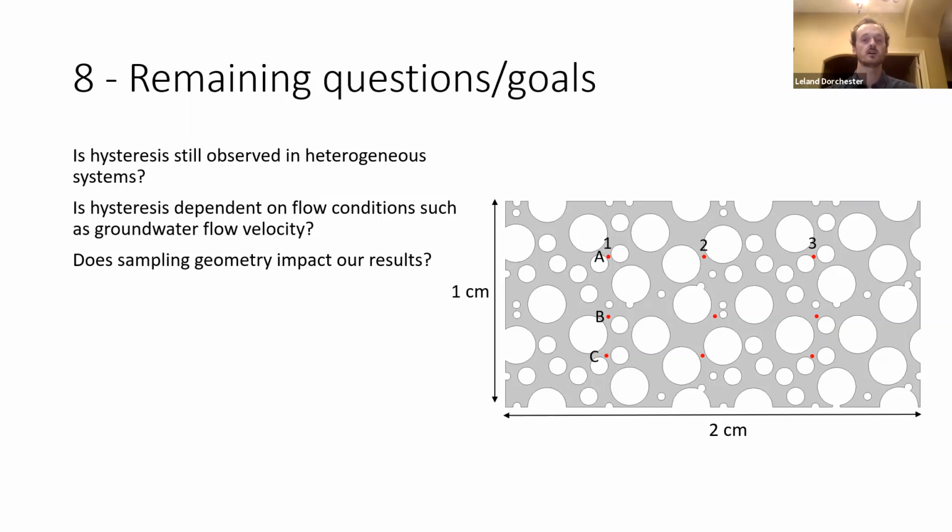And then lastly, one question that came up after a handful of our preliminary results were looked at is whether or not sampling geometry impacted our hysteresis results or our dual domain mass transfer behavior. This is really important because, as you may have noticed, it looked different at different locations within the model. If we can figure out whether or not our sampling geometry impacts what we were looking at, this could have some pretty strong implications for how practicing hydrologists and engineers might design a field study.